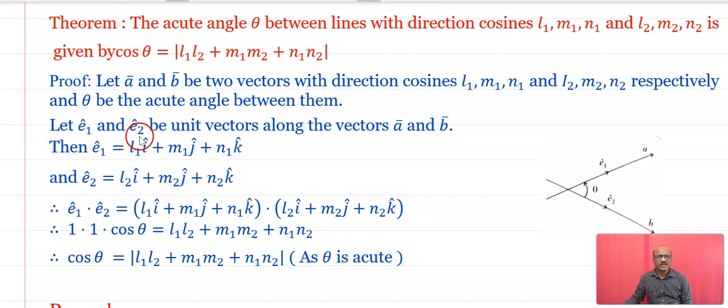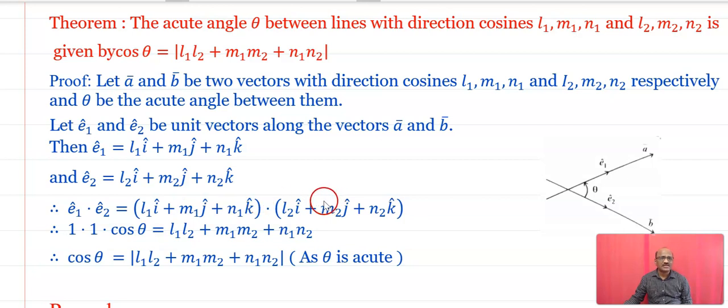And let e1 cap and e2 cap be the unit vectors along the vectors A bar and B bar. Thus e1 cap is equal to l1 i cap + m1 j cap + n1 k cap. What about e2 cap? That is l2 i cap + m2 j cap + n2 k cap. Take their dot product, e1 cap dot e2 cap. Now here is the definition of the dot product. The dot product is defined as the product of their magnitudes. What is the magnitude of e1 cap? e1 cap is 1, e2 cap is 1, and the cosine of the angle between them, that is cos theta.